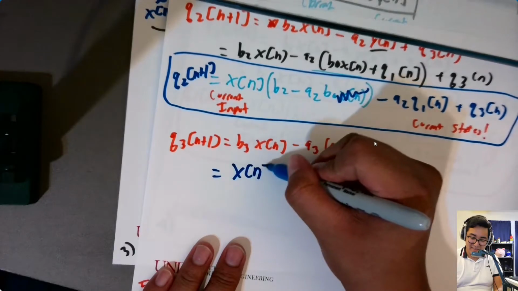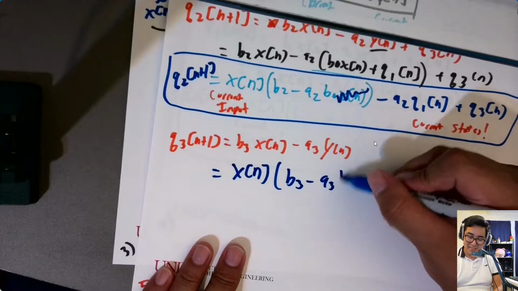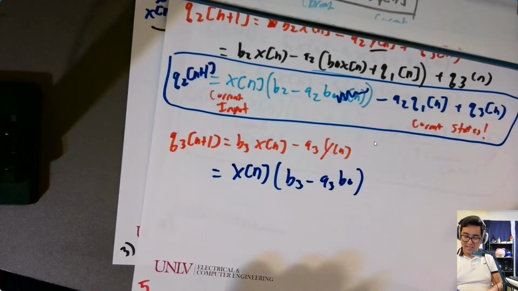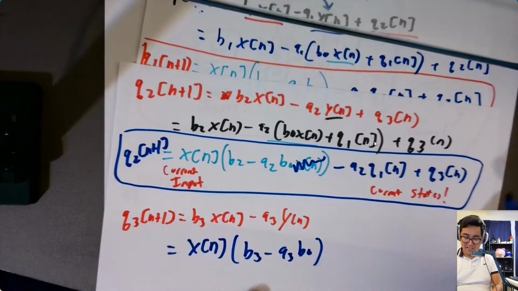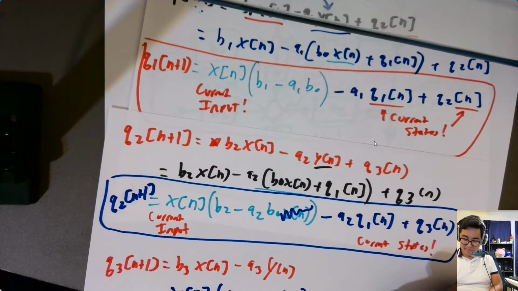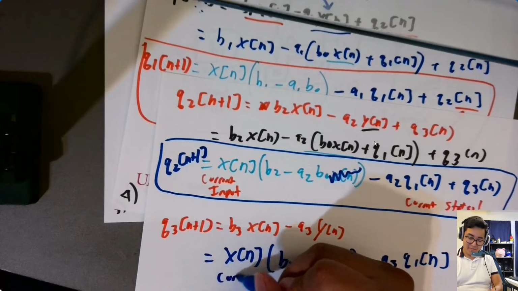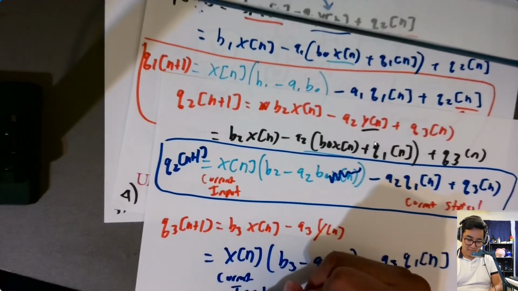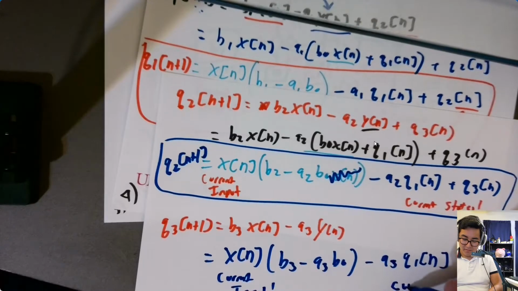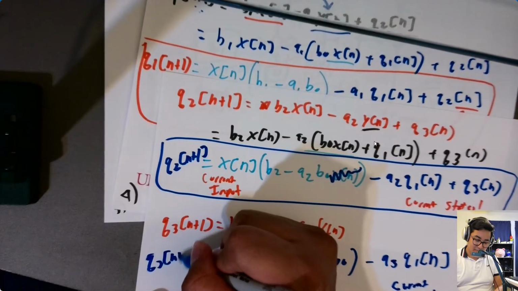So to skip some steps, x of n, b of 3 minus a of 3 b of 0. And then, oh, here's the other pattern, minus a of 3 q of 1. And then here's our current input. And then current state. And q of 3 n plus 1.